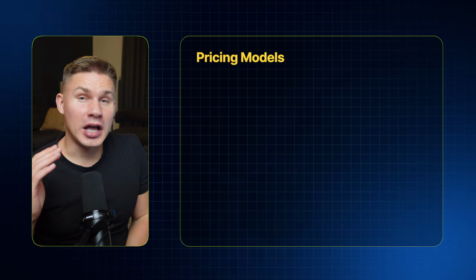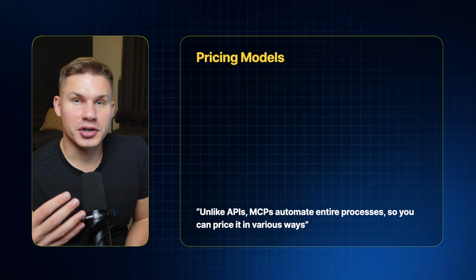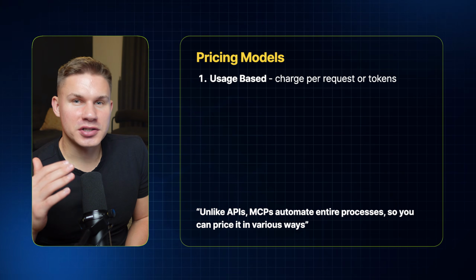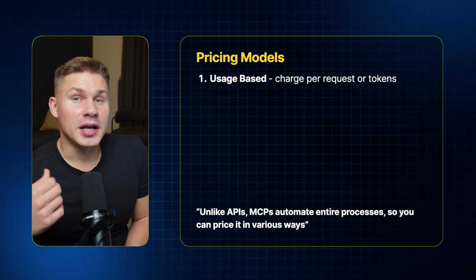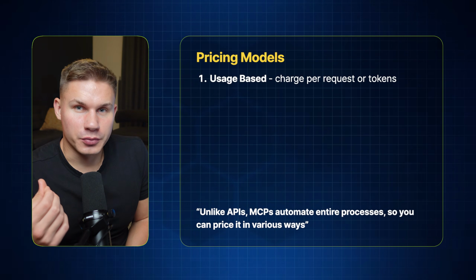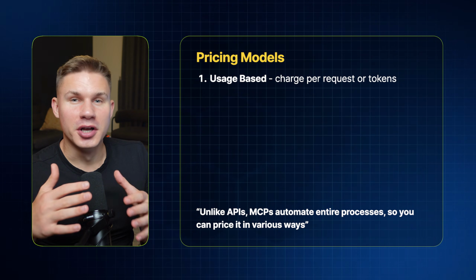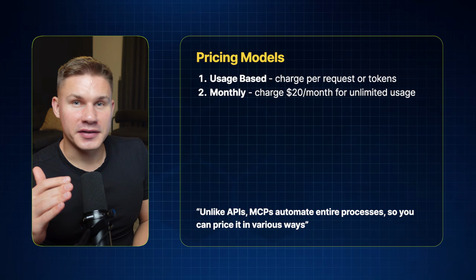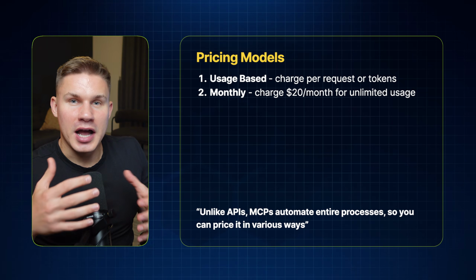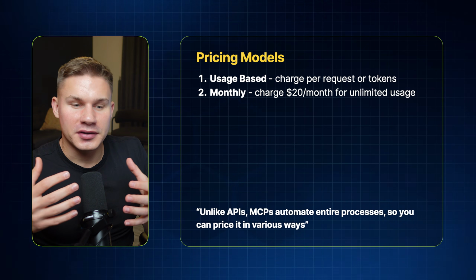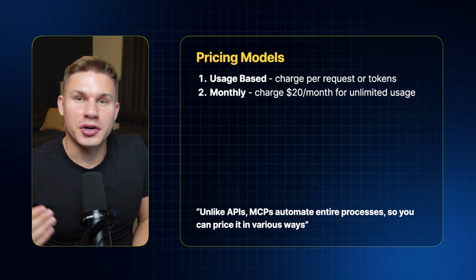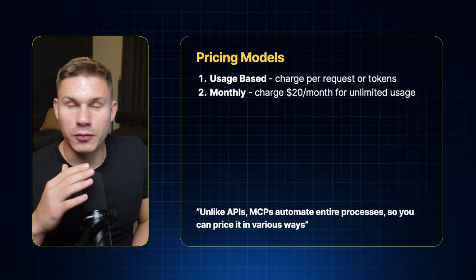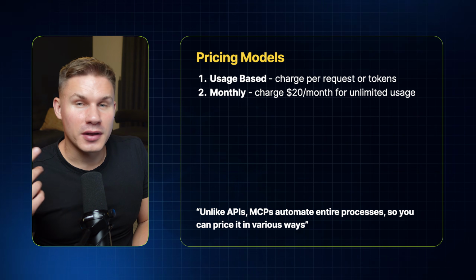Okay, so now what are the pricing models that you can charge with MCPs? Number one is usage-based. So usage-based model essentially means you're charging per request or per number of tokens that your MCP consumes. The usage-based model is actually quite common with API marketplaces. Number two, and this is by the way not common with APIs because MCPs do not just give you the tools, they automate the entire process. So for MCPs, unlike for standard APIs, you can actually charge a monthly price just like for any other product. So you can charge your users like $20 per month in order to keep using your MCP.